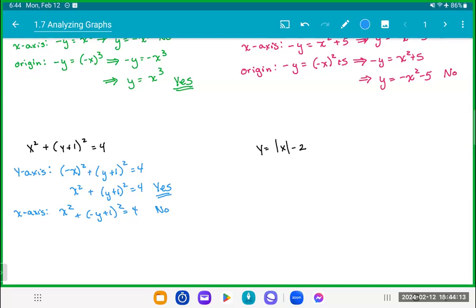Okay. And then finally, we can test it for our origin. And that is, remember, we're changing both the x's and the y's to the negative. So x squared plus (negative y plus 1) squared equal 4. Let me clean that up just a little. So that is going to be x squared plus (negative y plus 1) squared equal to 4. And again, that is not equal to our original equation.